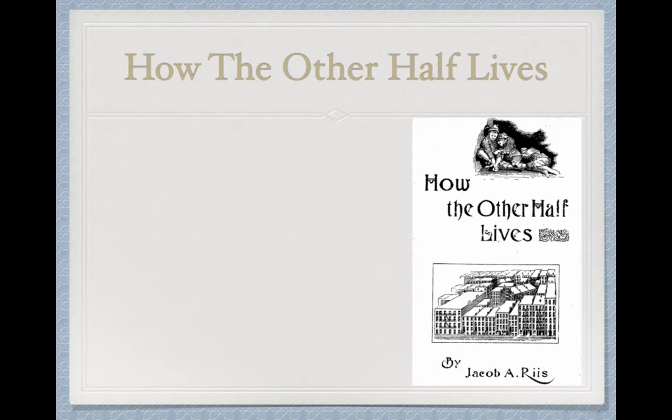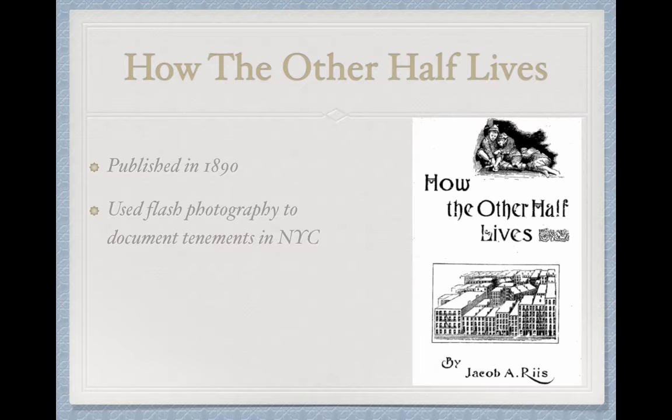All right, so How the Other Half Lives. This was published in 1890, and he used flash photography to document tenements in New York City. Tenements were the poor housing that many immigrants and urban poor lived in. Many of these tenements were later destroyed, and better housing was built as a result of the publication of How the Other Half Lives.